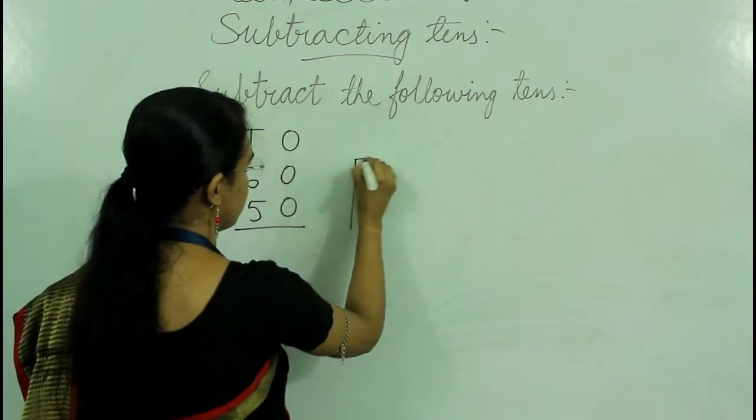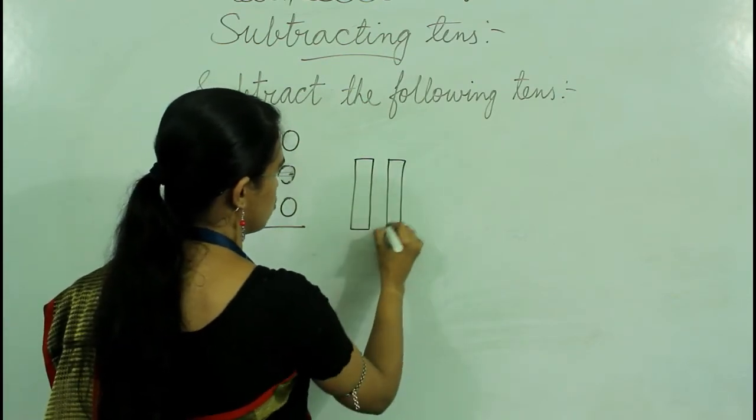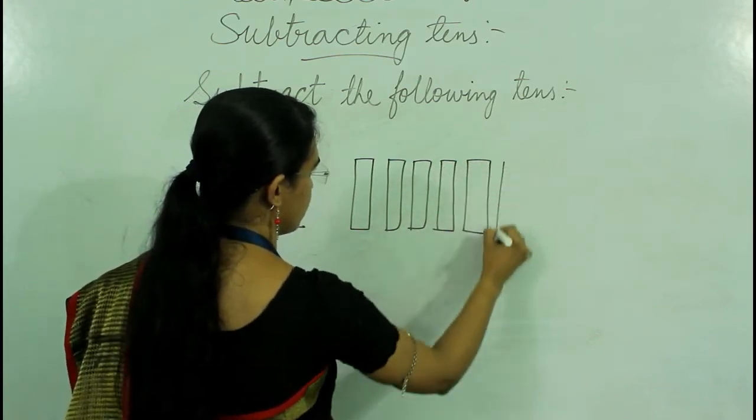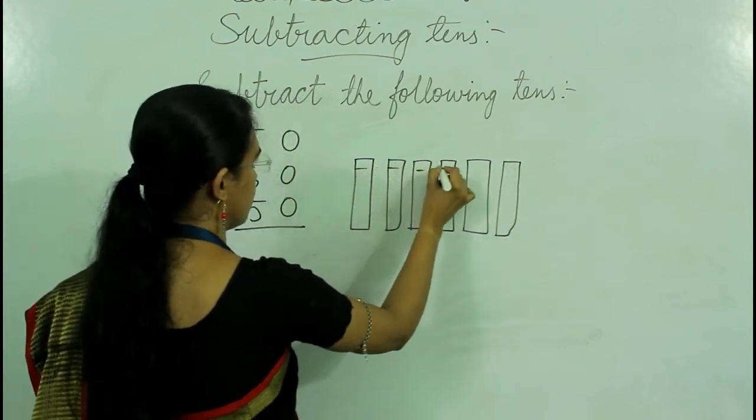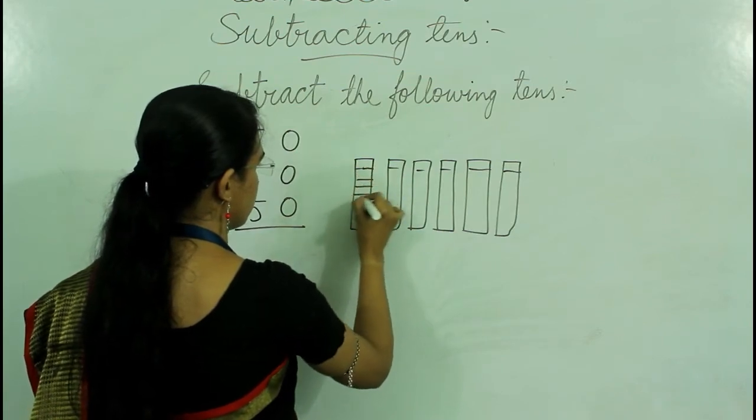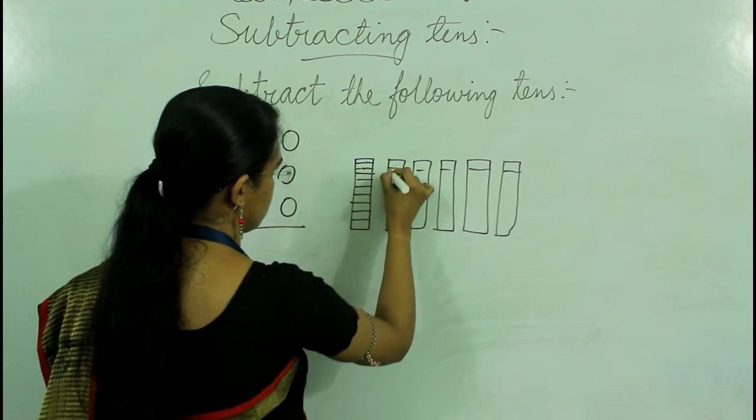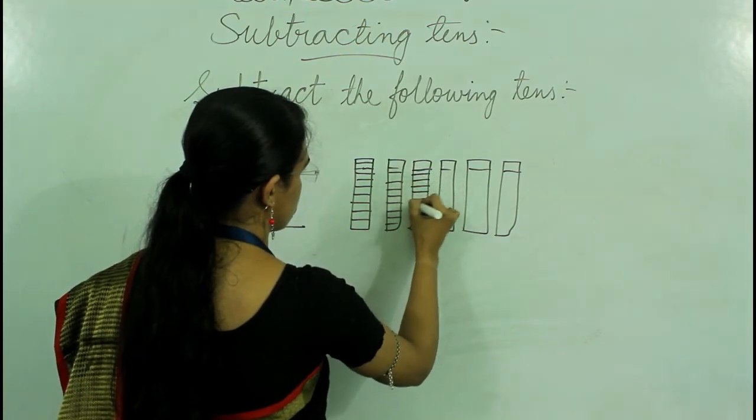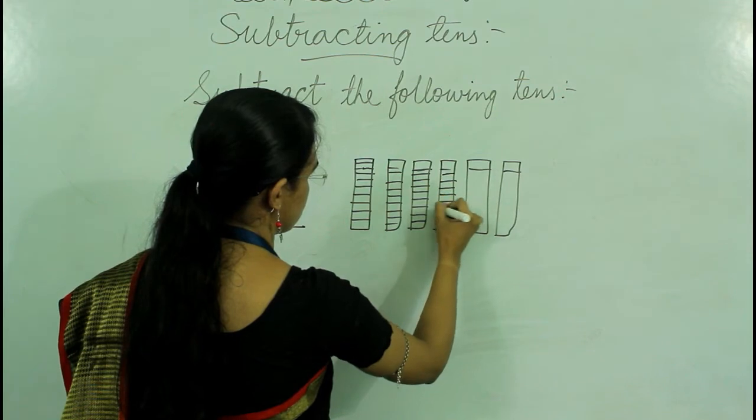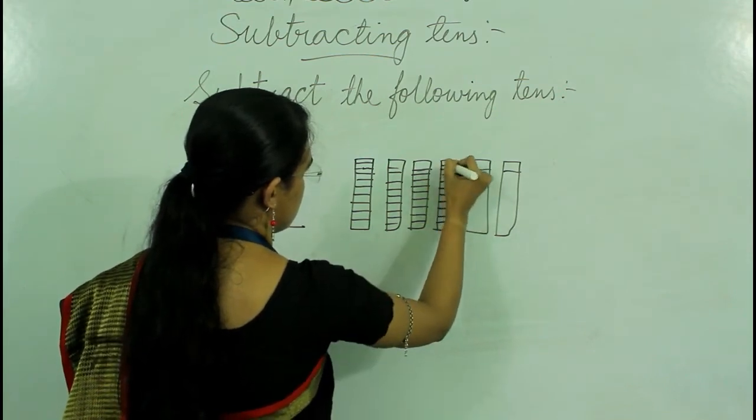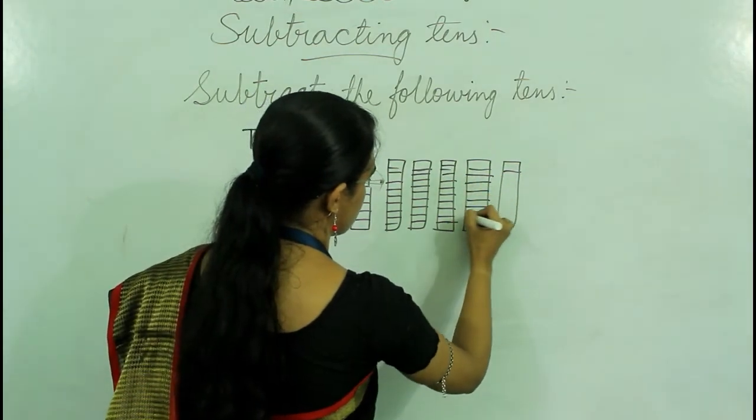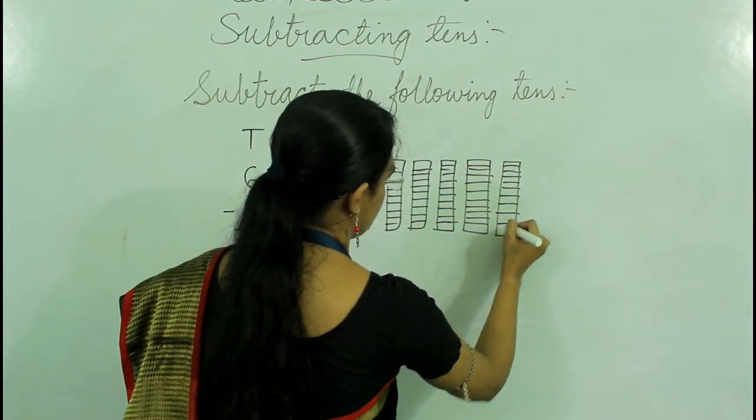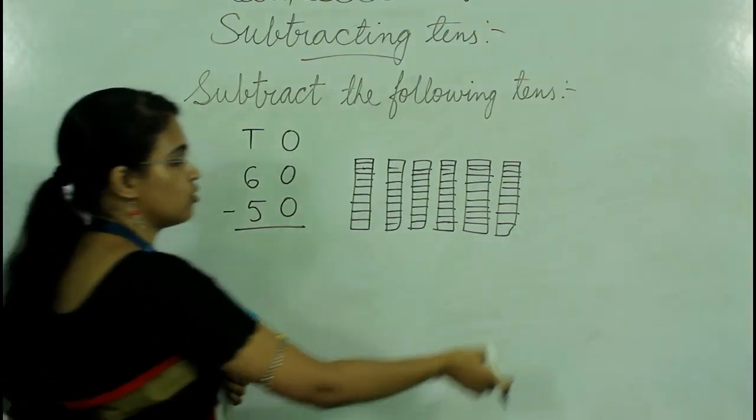So, how many groups do we have to make? 6 groups. 1, 2, 3, 4, 5, 6, and in each group we have 10 blocks. 1, 2, 3, 4, 5, 6, 7, 8, 9, 10. And 0 means nothing, so no need to draw any blocks.